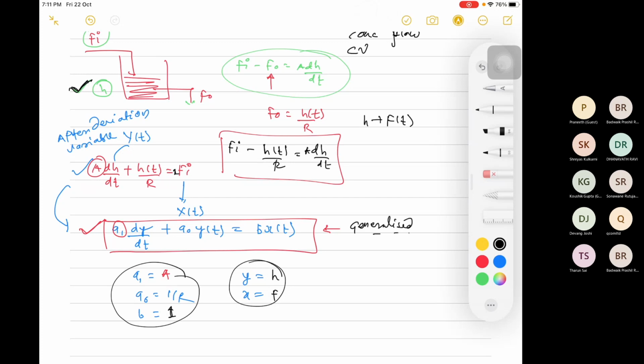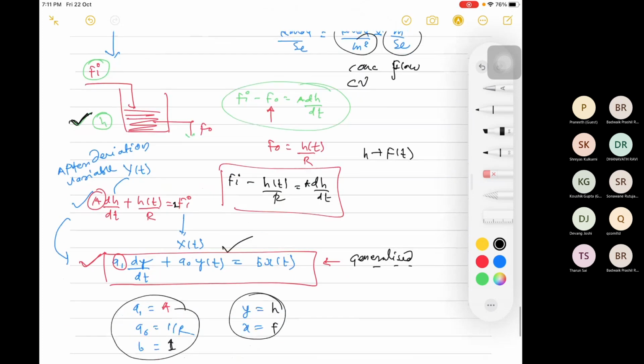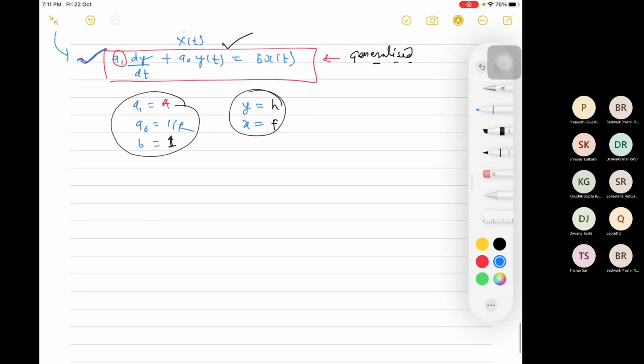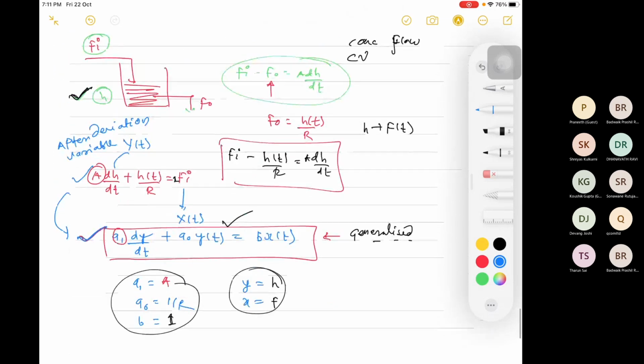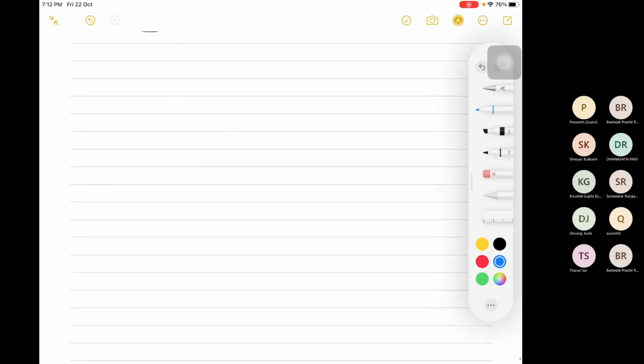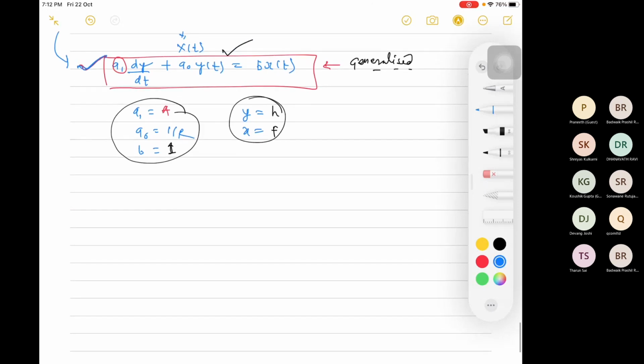Now I'll do the Laplace transform of this generalized one, and I'll tell you some shortcut keys after modeling: how can you compare and how can you directly get the value of Kp and tau p. Okay, so this is your generalized equation, take a screenshot here. Now your equation is this.